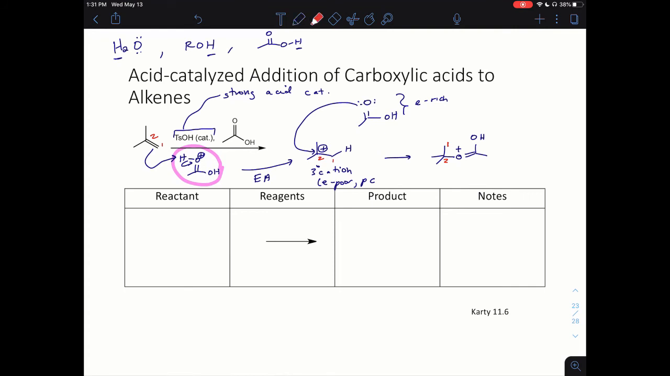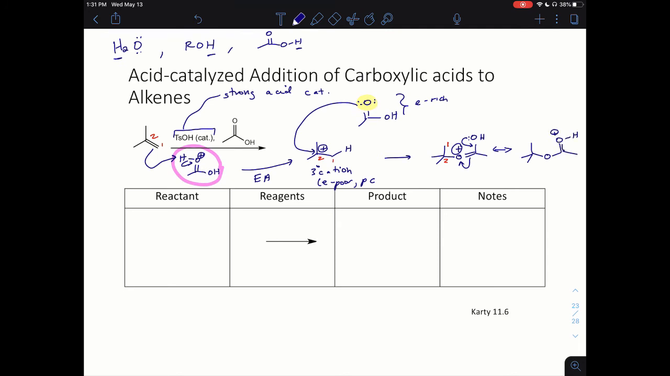Now, I did not make a mistake here. The carbonyl oxygen, it is the more nucleophilic of the two oxygens, and that is because this intermediate from attack at the carbonyl oxygen can be stabilized by delocalization of charge.